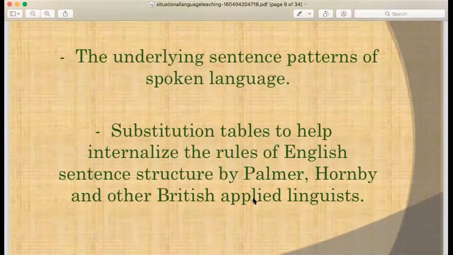So these tables would be there, but what is different from the audiolingual method is that here they need to internalize the rules for correct utterance of the patterns, sub patterns or sentences as you would call them, because in the audiolingual method we call them patterns.